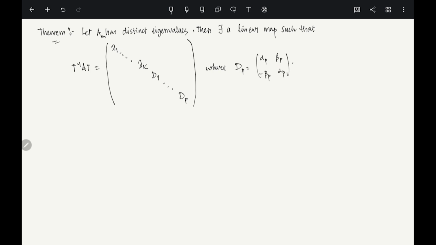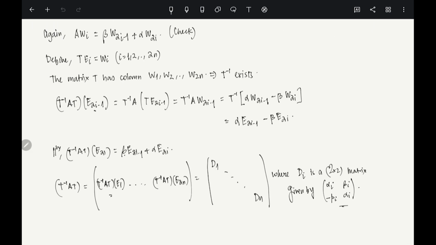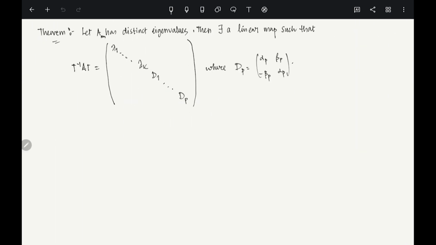Is this clear? If A has distinct eigenvalues, I am not saying whether they are real or complex. Let's say there is a bunch of real eigenvalues. Corresponding to the real eigenvalues, we know it will be lambda 1, lambda 2, ..., lambda k. Now what happens to the complex eigenvalues? For the complex eigenvalues, we know it will look like D1, D2, ..., Dp. So that is your T inverse AT. If A has distinct eigenvalues, this is what happens: you will have a linear map T such that this holds. Clear?